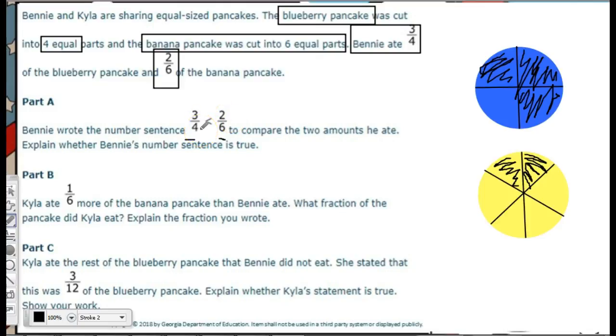So 4 times what equals 12? 4 times 3 equals 12. So whatever I do to the bottom, I also have to do to the top to get an equivalent fraction. So 3 times 3 is 9, and 3 times 4 is 12. So my new fraction is going to be 9/12.